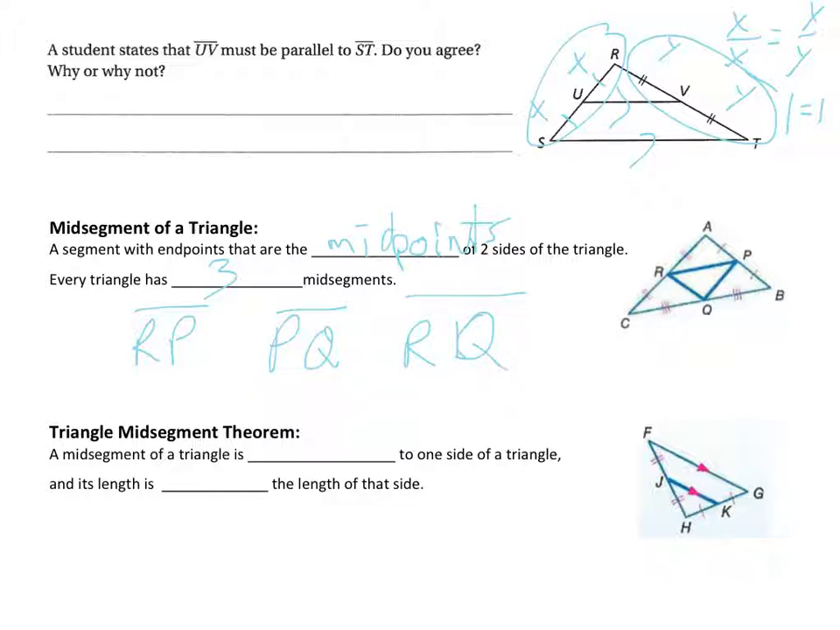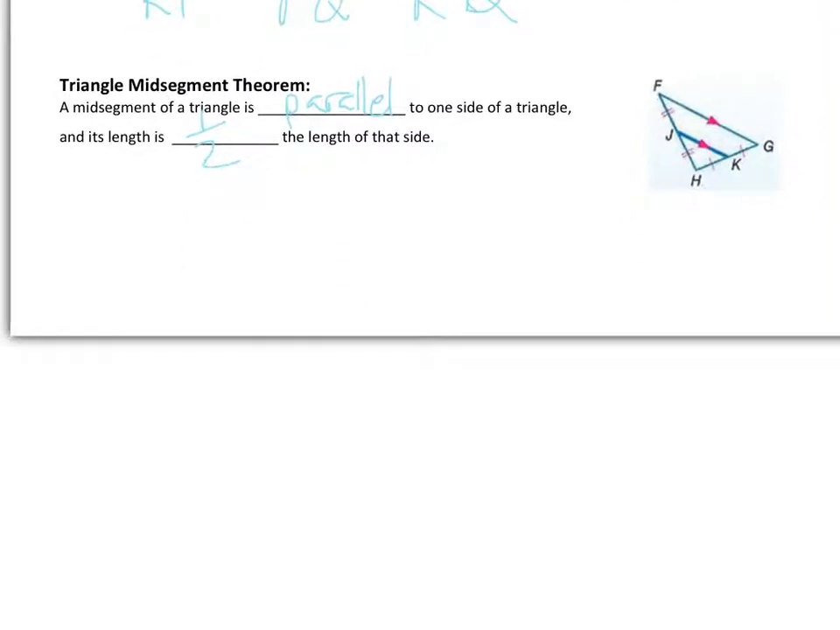And the triangle midsegment theorem says that a midsegment of a triangle is parallel to one side of a triangle, and its length is half the length of that side. So looking at this bottom one, we see that if we call JK a midsegment, it's parallel. It splits those segments into half, and it's half the length. So whatever FG is, JK is half of FG.